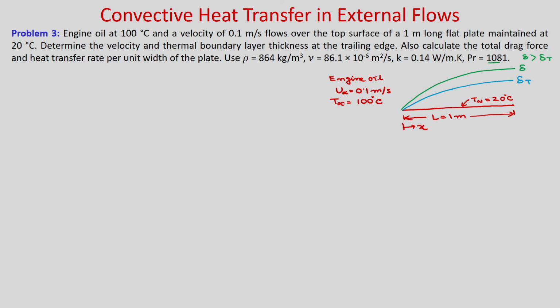First, let us check whether the flow is laminar or not. So, we will calculate the Reynolds number from the given data. Reynolds number based on the length L is u infinity L by nu, where u infinity is 0.1, L is 1, divided by the kinematic viscosity 86.1 into 10 to the power minus 6. If you calculate it, you will get 1161. So, you can see it is a laminar flow.